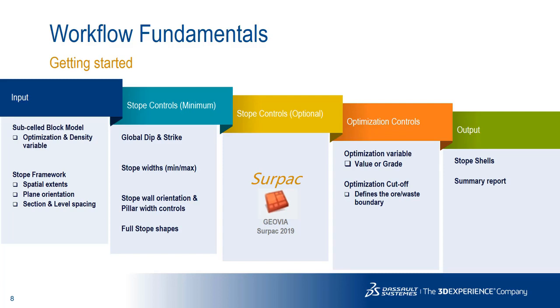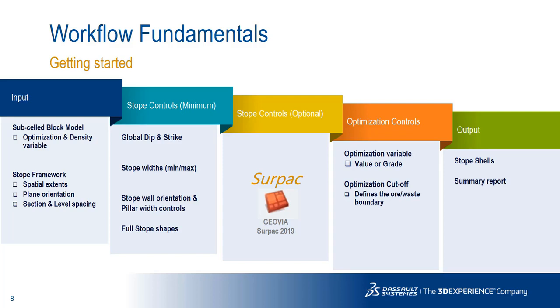bulk density. The only other input we need is to define the Stope framework itself. The Stope framework consists of the spatial extent, in other words, the box that the optimizer is going to work in. That can be the full block model extent or a sub area of that block model. The plane orientation of the stope that typically sits in the plane of the ore body. The section and level spacing.